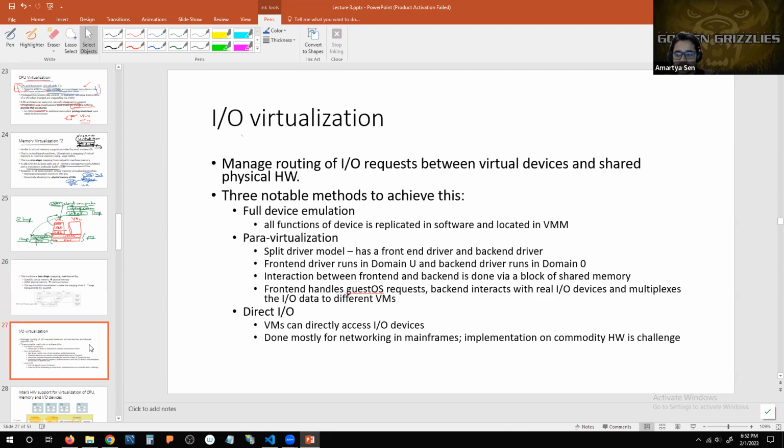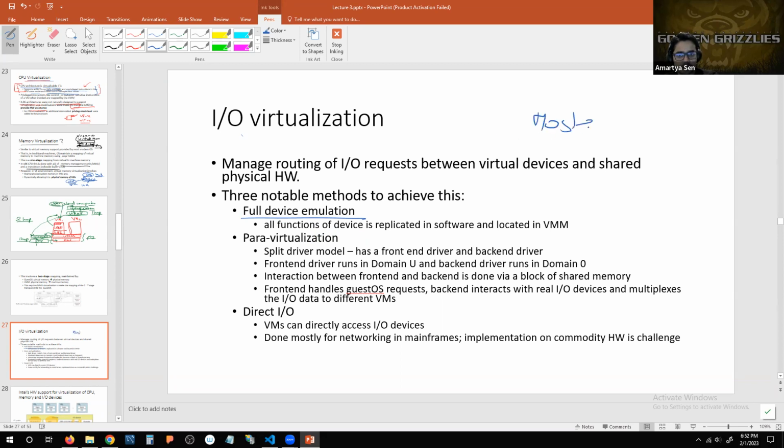Okay. And then finally, you have the implementation of input-output virtualization, right? So there are three different ways in which you can implement input-output virtualization. The first one is a full device emulation. Okay, so that means if you have a standalone local computer, the way you can use all of your different peripheral devices like keyboard, mice, and stuff like that, you will have the same behavior from within the virtual environment itself.